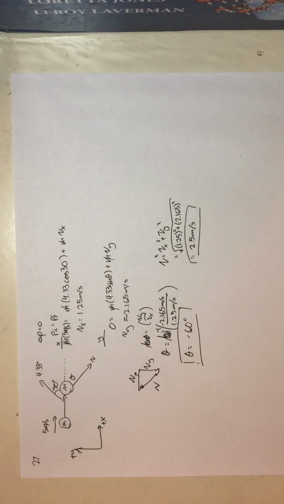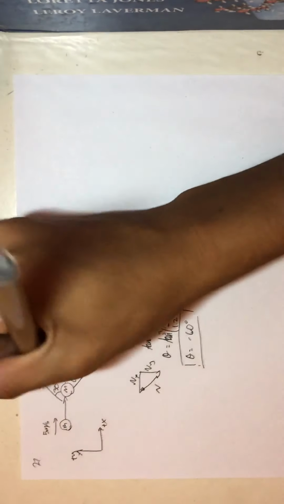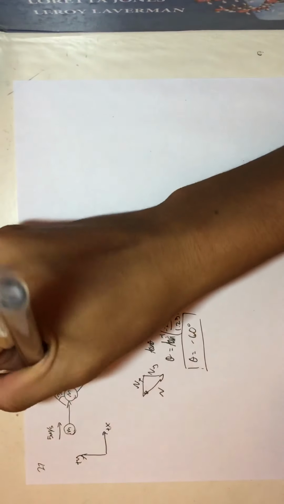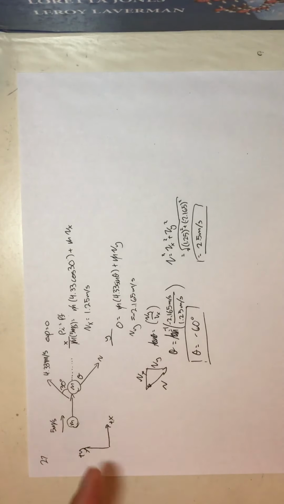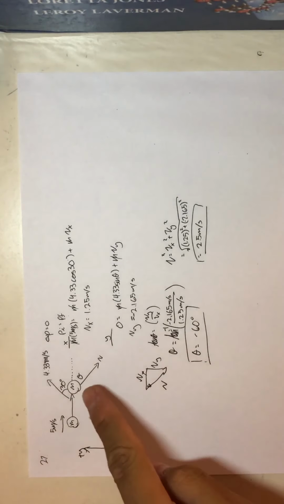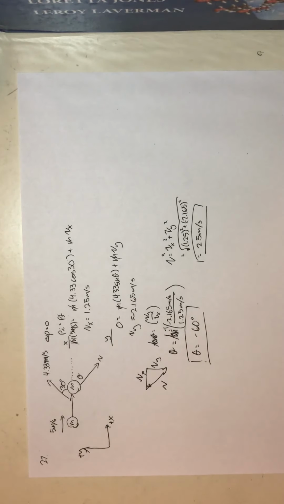So I'm doing question 27 from chapter 9. A billiard ball moving at 5 meters per second hits another ball of equal mass, and the first ball moves 30 degrees that way with a velocity of 4.33 meters per second. And you have to calculate the velocity and theta of the second billiard ball.